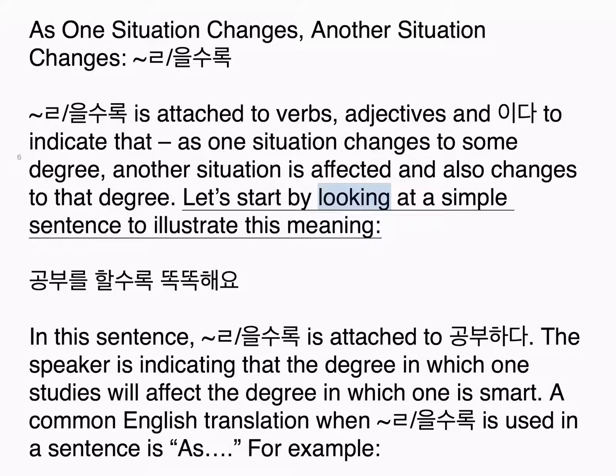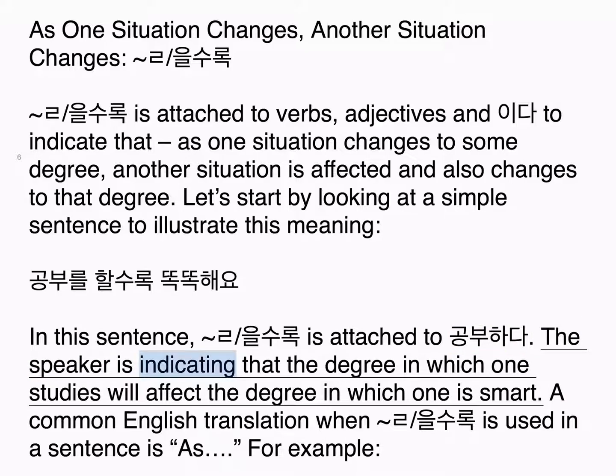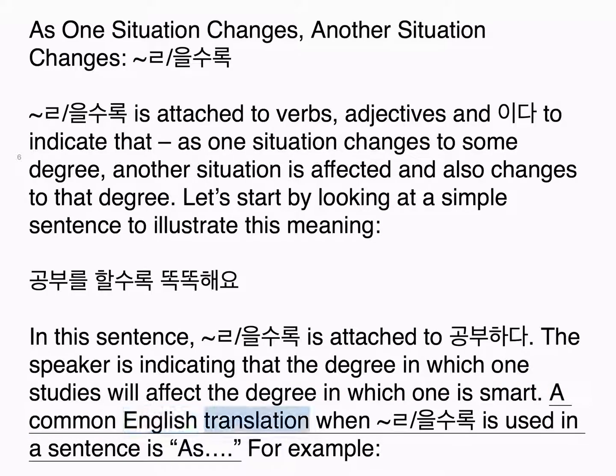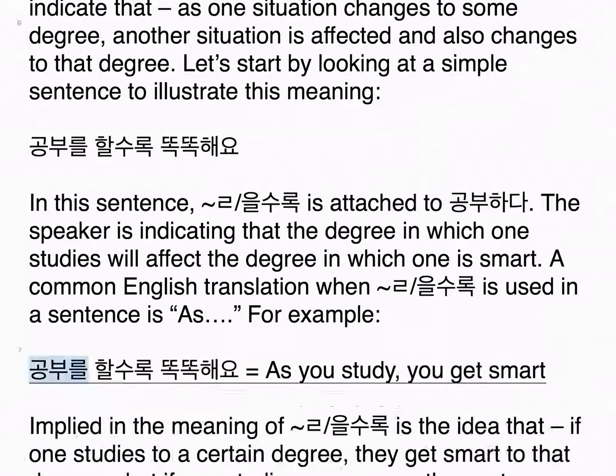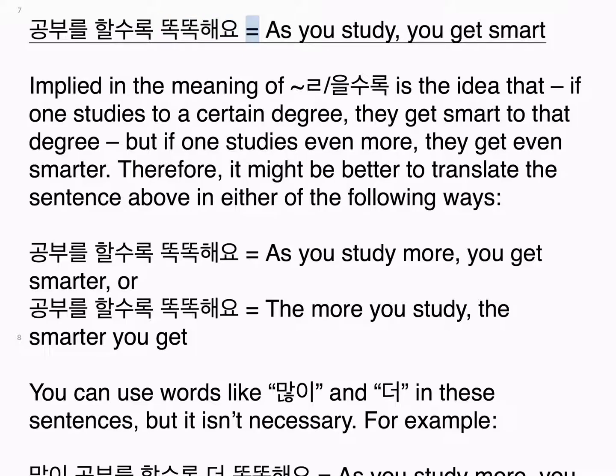Let's start by looking at a simple sentence to illustrate this meaning. 공부를 할수록 똑똑해요. In this sentence, 을수록 is attached to 공부하다. The speaker is indicating that the degree in which one studies will affect the degree in which one is smart. A common English translation when 을수록 is used in a sentence is, for example, 공부를 할수록 똑똑해요, as you study, you get smart.